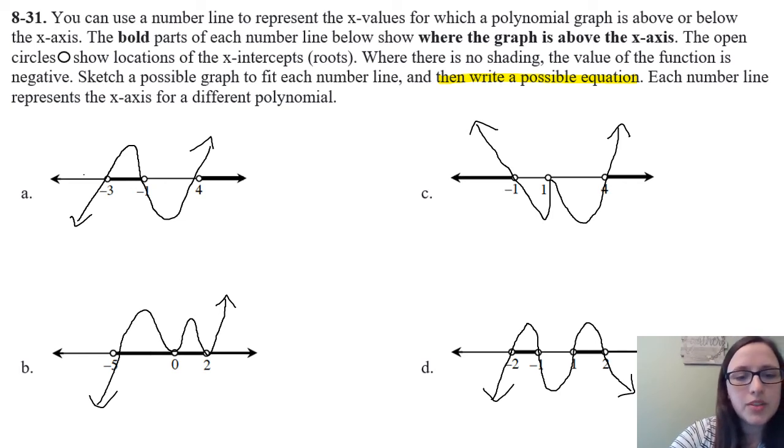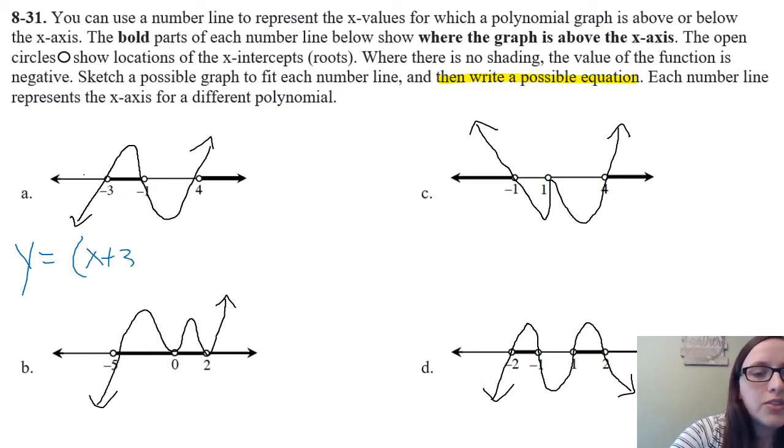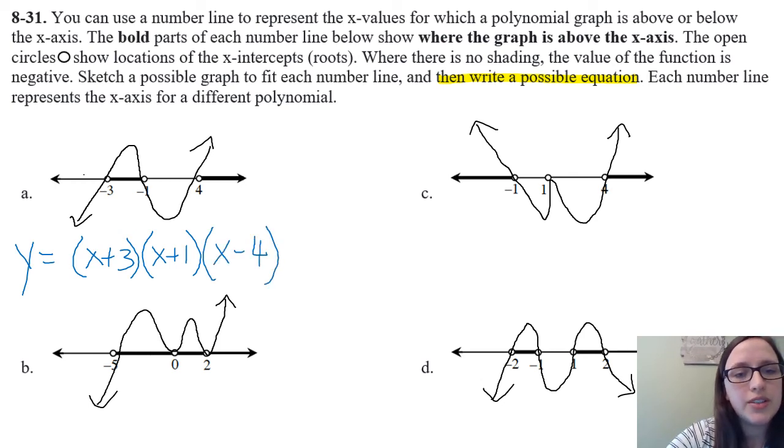Okay, so for this first graph, my equation is going to be something like y equals, since it goes through -3, I'm going to have a factor at x plus 3. It goes through -1, so I'm going to have a factor of x plus 1. And then it goes through 4, so I'm going to have a factor at x minus 4. And if you notice, I have 1, 2, 3 factors, and it kind of matches our x to the power of 3 graphs. So it goes below and then comes back up.